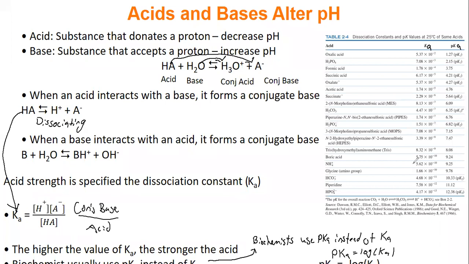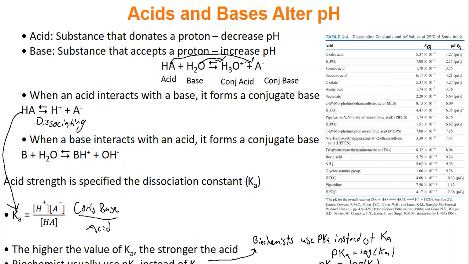So for pKas, the lower the number, the stronger the acid. So just keep that in mind. And for Kas, it's actually the bigger the number. So they're kind of opposites.